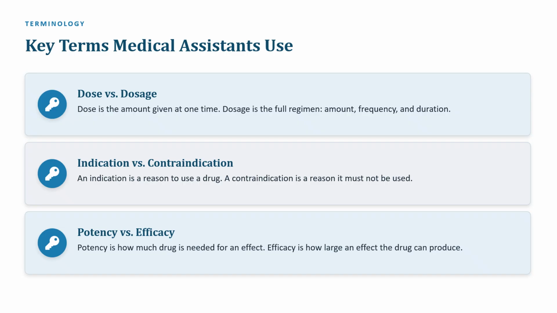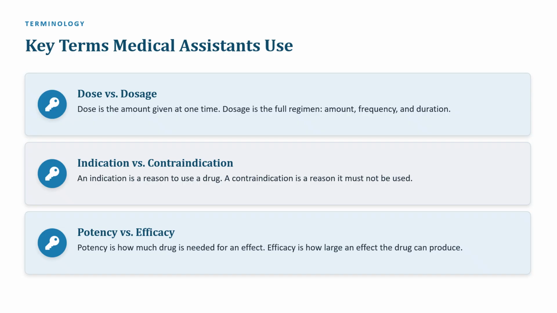Second, indication versus contraindication. An indication is a reason to use a drug, the condition it treats. Contraindication is the opposite, a specific reason the drug must not be used in a particular patient because it would be unsafe. So, for example, a certain drug might be contraindicated in pregnancy or in someone with a known allergy. Contraindications are safety stop signs, and you'll see them flagged in drug references and in the medical record.